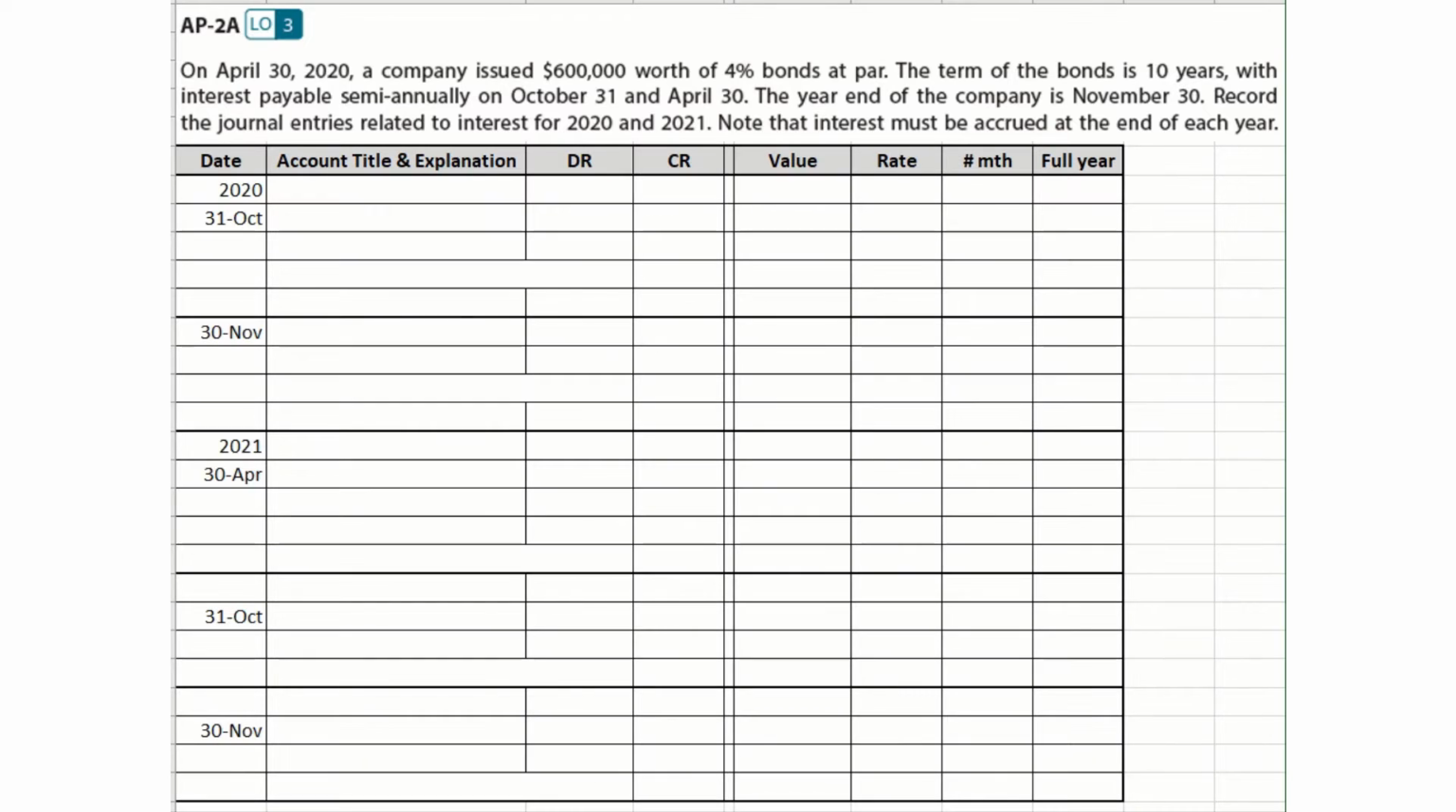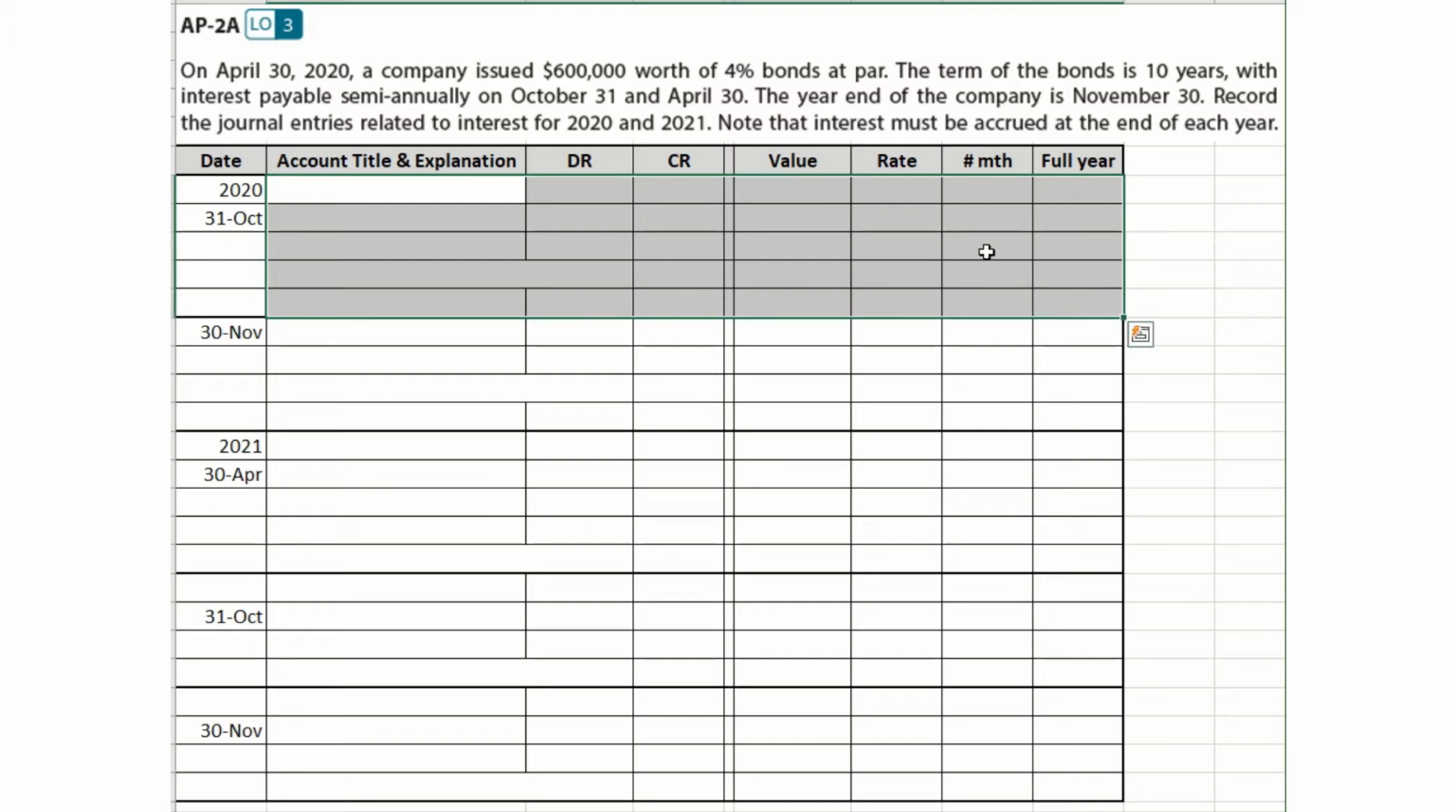Alright, question 2A, we have the situation where on April 30th, 2020, a company issued $600,000 worth of 4% bonds at par. The term of the bonds is 10 years, and interest is payable semi-annually on October 31st and April 30th. The year end for the company is November 30th, and record the journal entries related to interest for the first 2 years of 2020 and 2021. So that speaks to where we need to record the accrued interest payable. So the first payment is on October 31st, which happens to be before the year end.